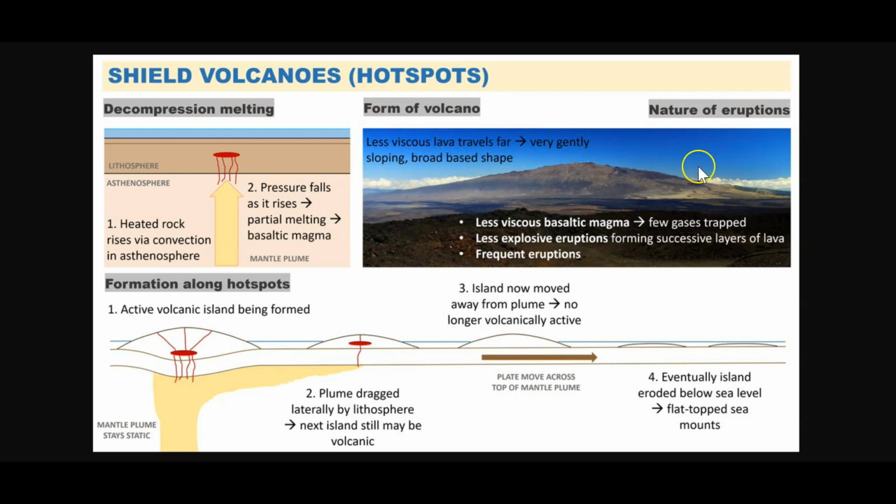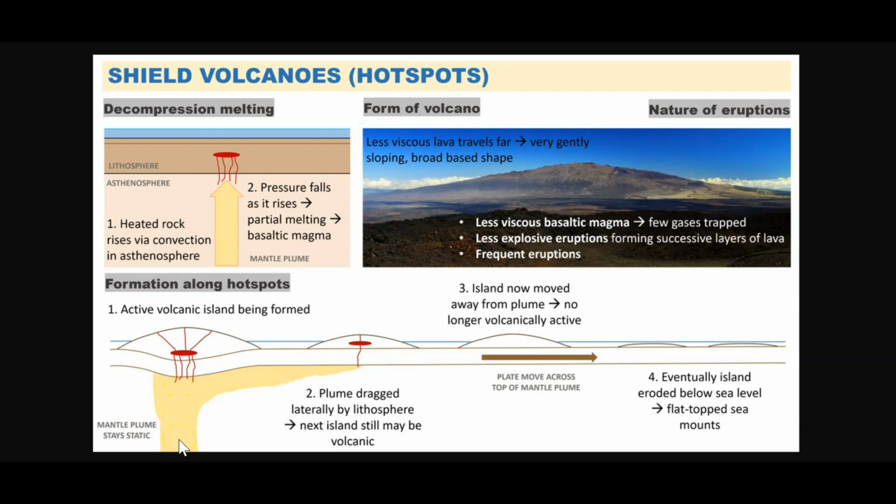So here is Mauna Loa. Here's a look at it from the side. You can see that it's very, very different in form to the composite volcanoes, which were quite narrow and quite cone-shaped. This is much, much more broadly based. But what are the processes that are forming this? Well, basically, this is formed above what's called a hotspot.